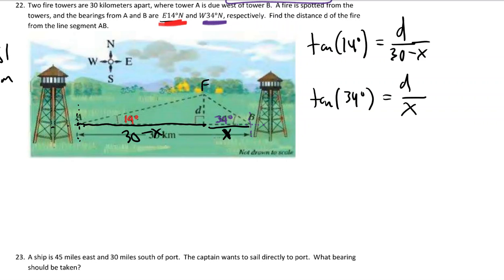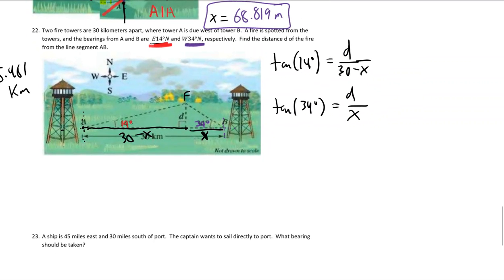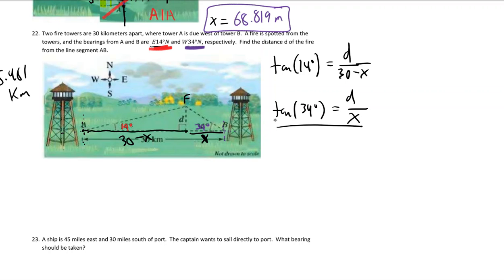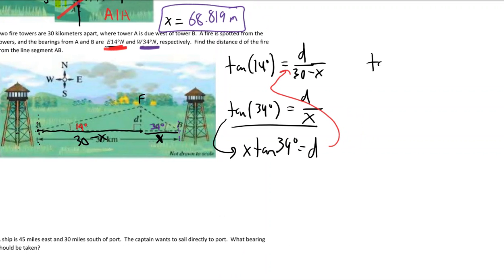But just to be frank with you, in higher mathematics, substitution is 99% of what you're going to do. So what I mean by that is we have to take one of these equations, whichever one you want, and solve it for a variable. So I would maybe solve this bottom one for D, substitute it into the other equation. So instead of saying D, I can say x tangent of 34.